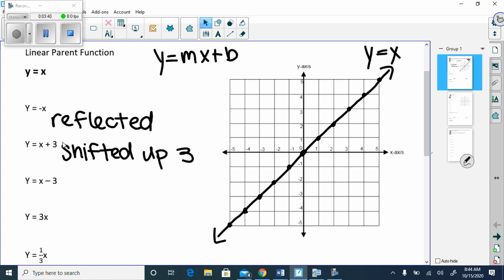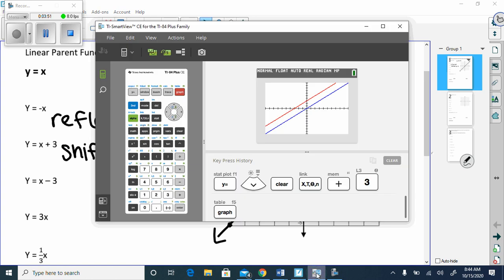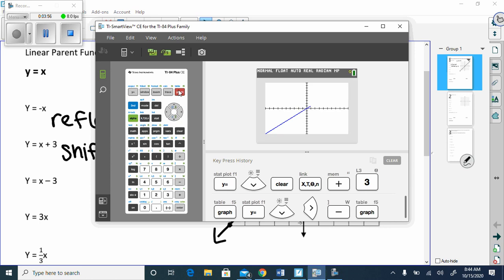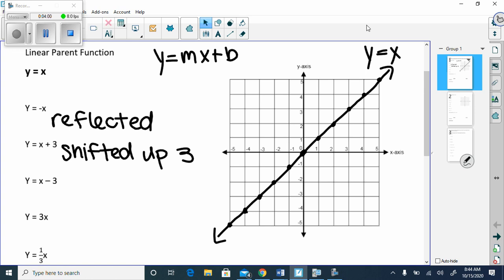Okay, without even graphing it, we probably have a pretty good idea of what x minus 3 is going to look like, right? What's it going to do? Right. So I could go in here and change that to a minus 3, and it does really just shift it down 3 places. So here we are shifted down 3. Okay?